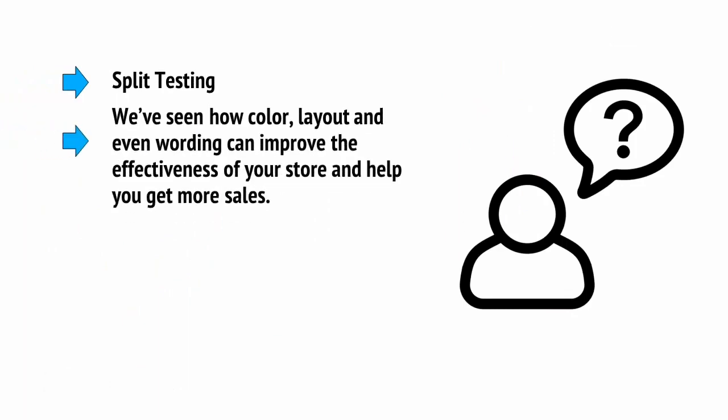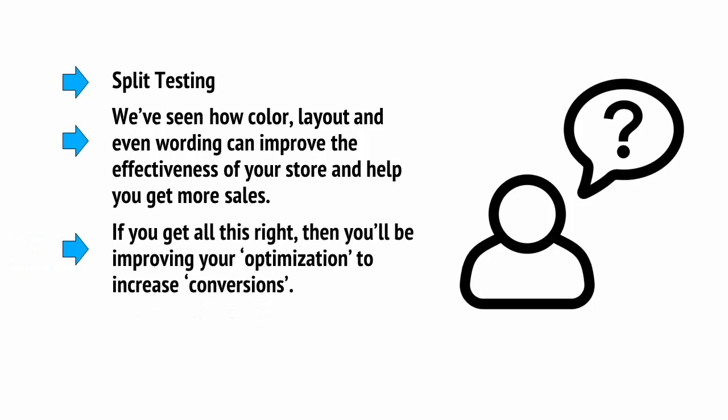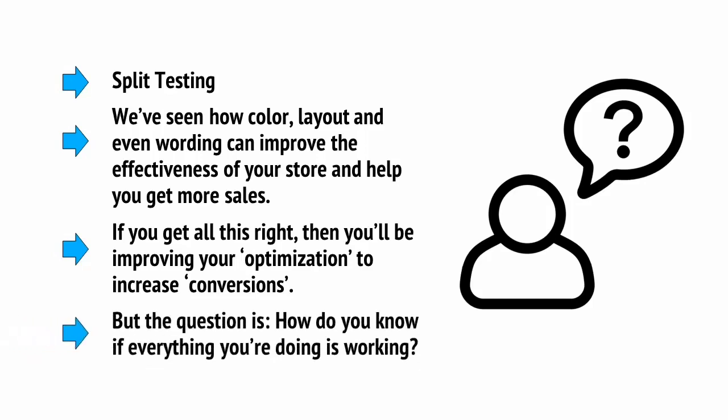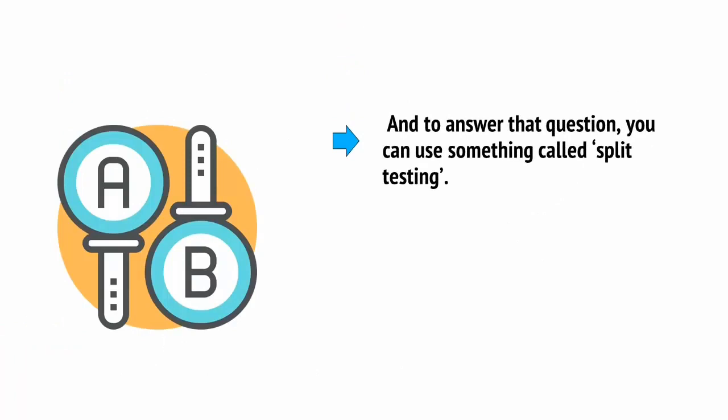We've seen how color, layout, and even wording can improve the effectiveness of your store and help you to get more sales. If you get all this right, then you'll be improving your optimization to increase conversions. But the question is how to know if everything that you're doing is working. And to answer that question, you can use something called split testing.